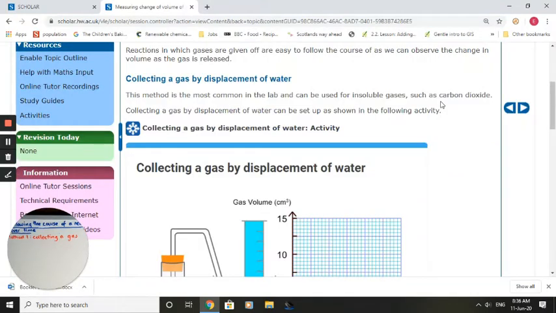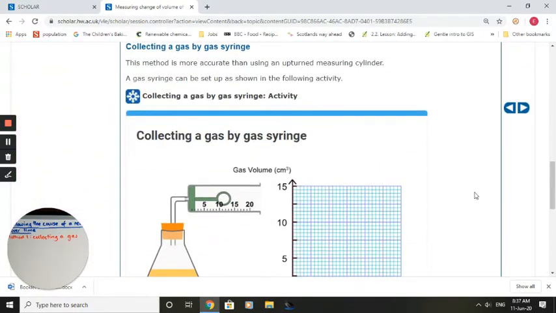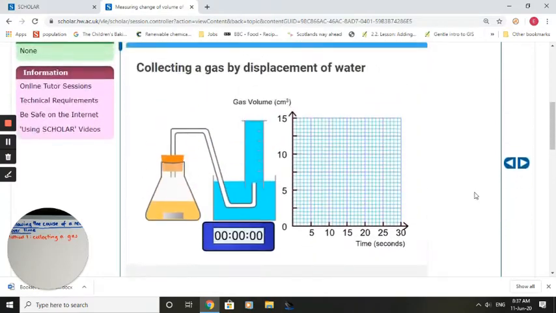Okay, so from our previous lesson, we already said, this bit at the top, that reactions in which gases are given off are easy to follow because we can observe the change in volume as the gas is released. First of all, we're going to draw 2 diagrams of different experimental methods to collect a gas produced during a chemical reaction. We're going to look at collecting a gas by displacement of water, and collecting a gas using a gas syringe. And like I say, the first thing we'll do is draw a diagram for each.